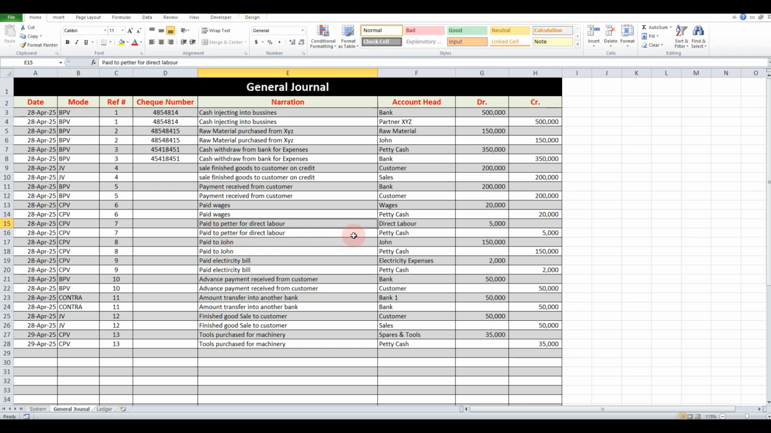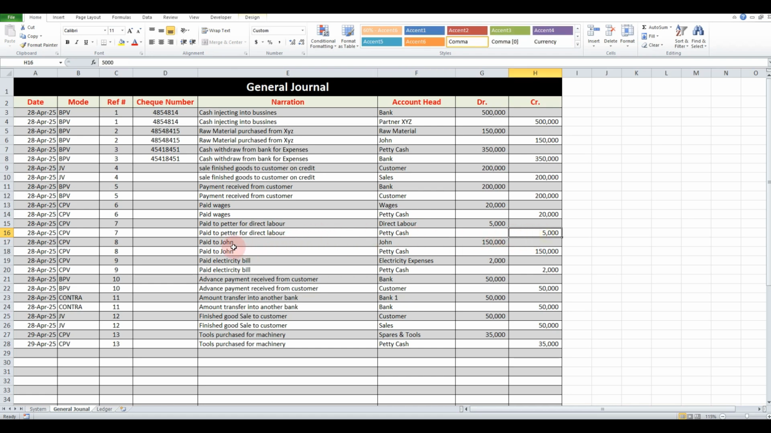Now the other entry shows paid to Peter for direct labor. Direct labor is an expense account. When an expense account increases, it will be debited. On the other account, I have paid this direct labor cost from petty cash. Petty cash is an asset account, a current asset account, so it will be decreasing. When a current asset account decreases, it will be credited.